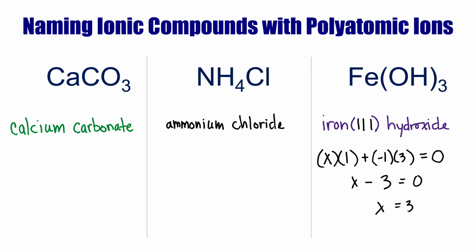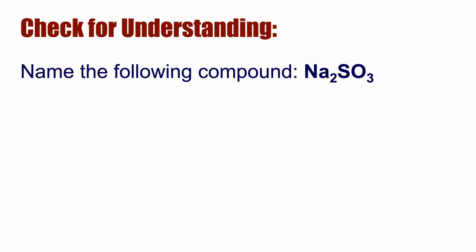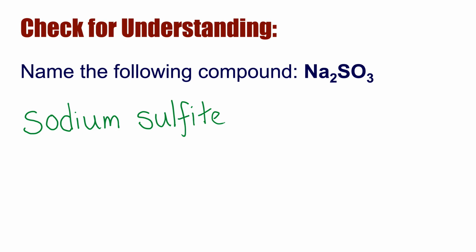All right, so check for understanding. Name the following compound. So Na2SO3. Sodium is a metal. It only has one possible charge. It's always +1. So I know in the name, I'm going to leave sodium's name the same. SO3, when I'm looking on the back of my periodic table, that is a polyatomic ion, so I'm going to leave its name the same. So this compound right here, its name is sodium sulfite.